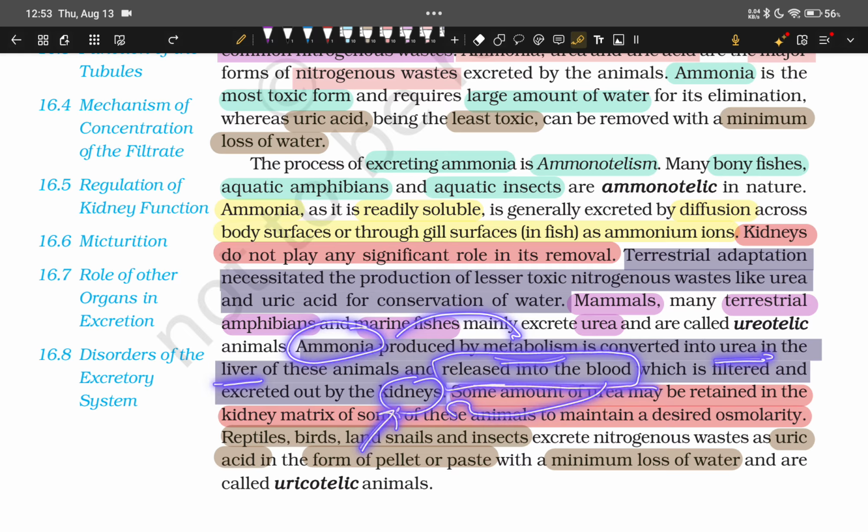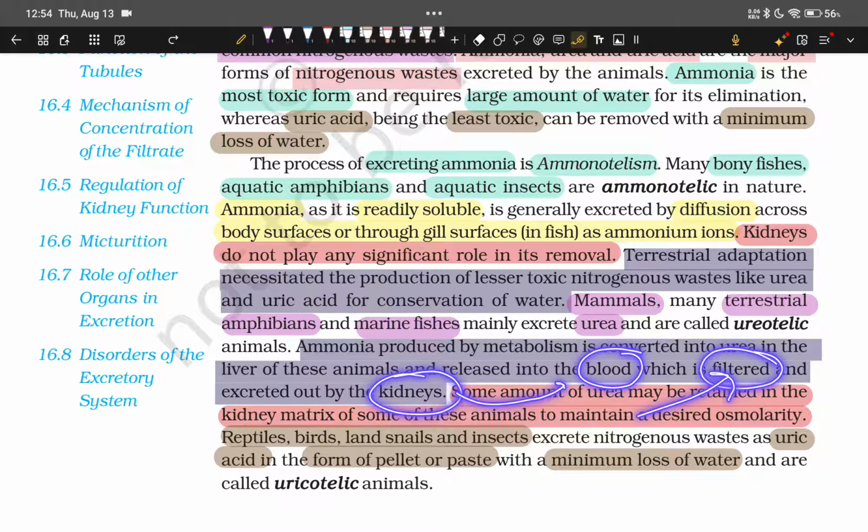Here kidneys play an important role in the removal of urea, because urea cannot be physically removed out of the blood of that organism to the outside by any simple process like diffusion, right? So kidneys are required here for the removal of urea from the blood. So first of all blood is filtered by the kidney and then urea is excreted out of the body by kidneys.